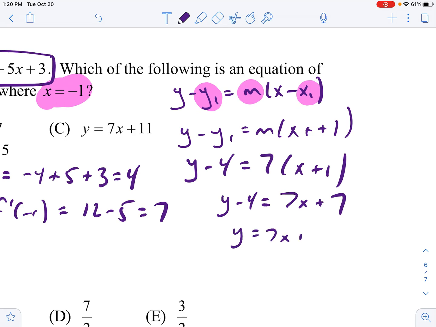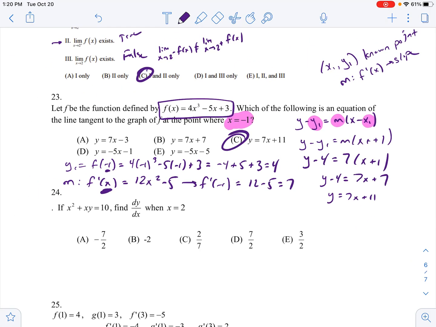And so adding the 4, we get 7x plus 11. There it is, choice C. All right. Can reach out with any questions there. But a pretty common kind of question.